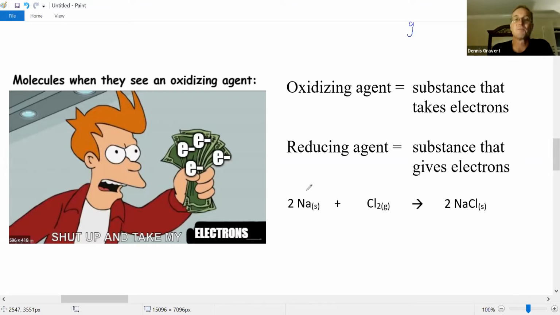Okay, so sodium, what are you doing? Are you stealing electrons or are you giving them up? Well, sodium went to Na+. And we said just a minute ago, I won't use the chemical name, I'll just say the chemical symbol, Na lost electrons, that is oxidation. LEO: lost electrons, oxidation.